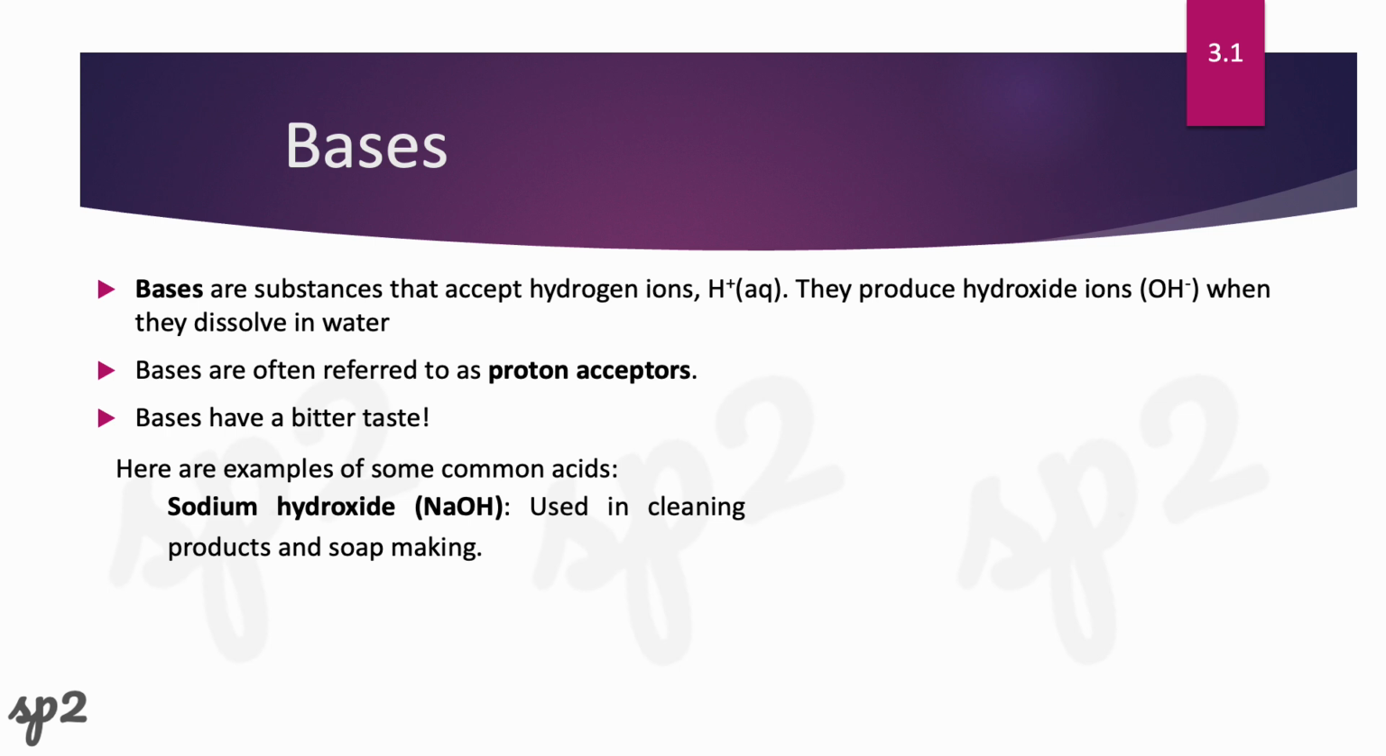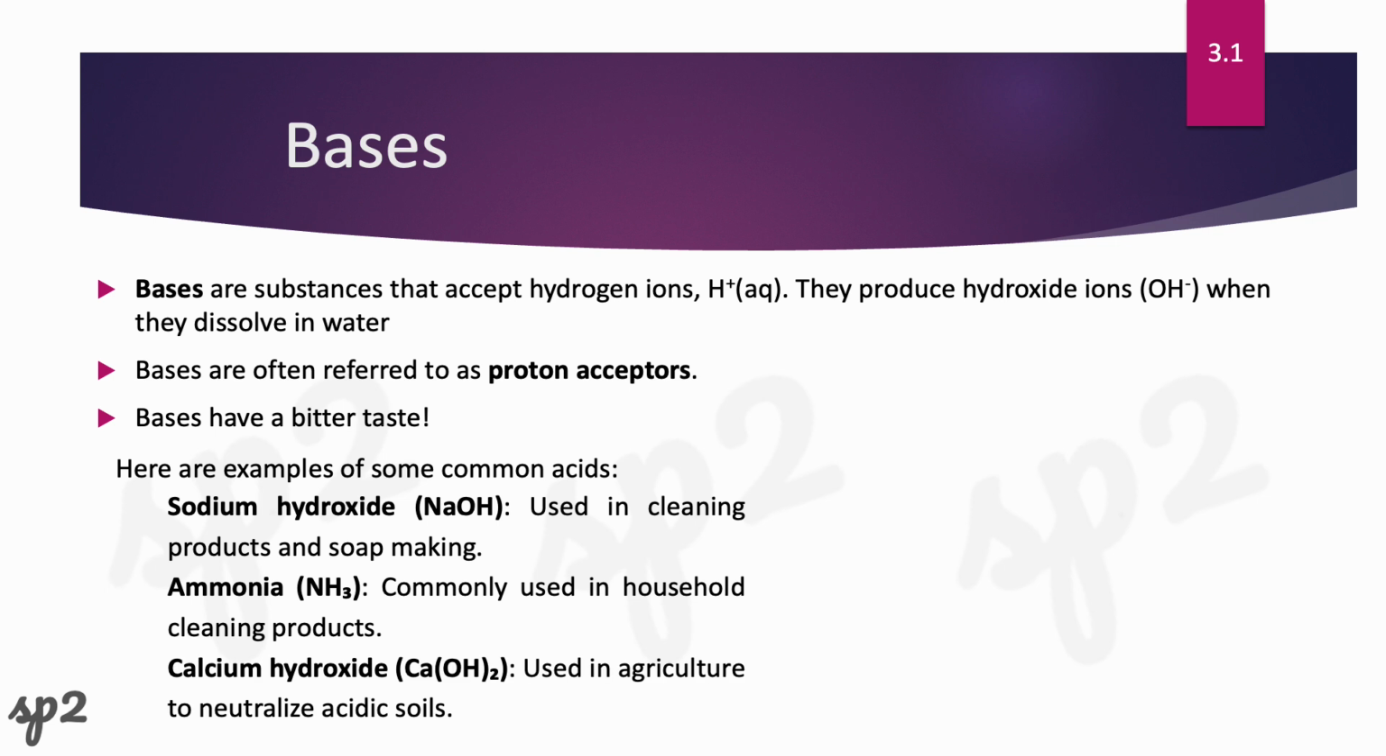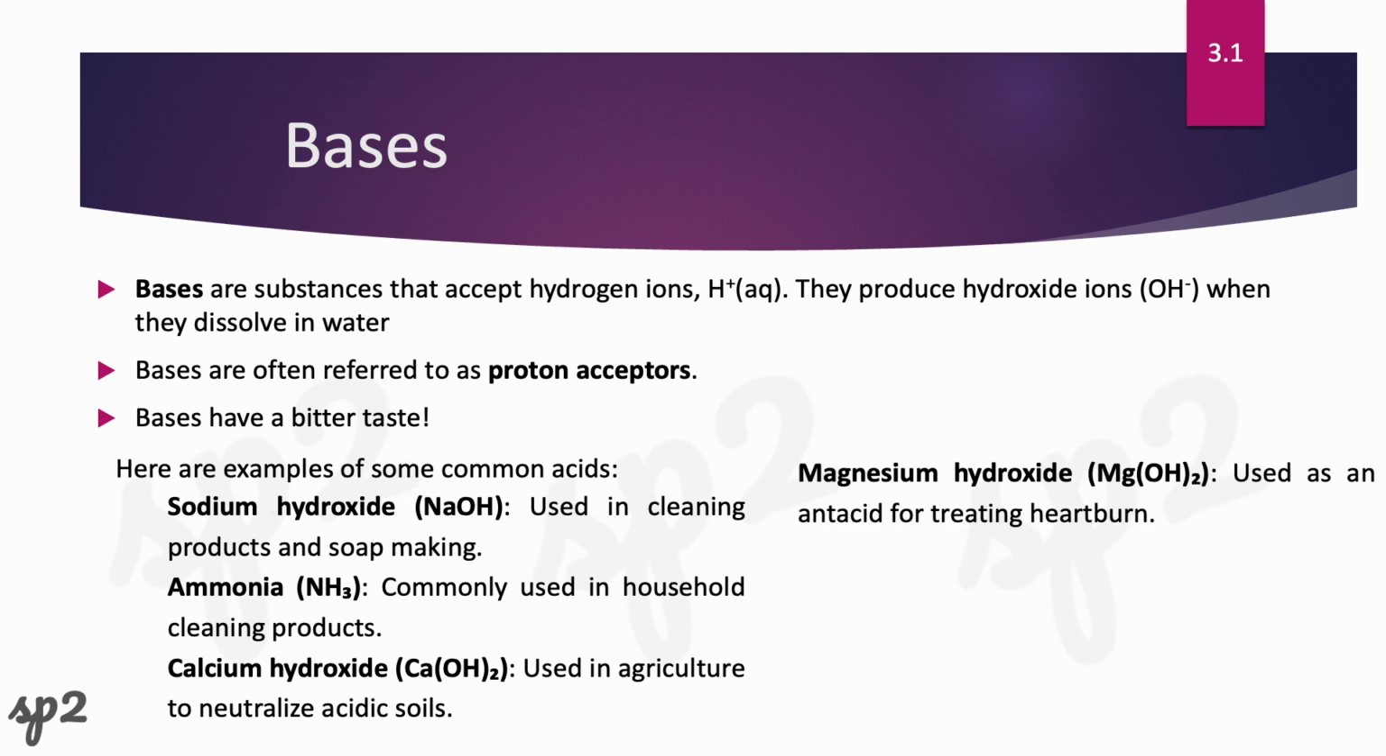So we have sodium hydroxide, commonly used in cleaning products and soap making. We have ammonia, commonly used in household cleansing and cleaning products. We have calcium hydroxide, which is commonly used in agriculture to neutralize acidic soils. Magnesium hydroxide, often used as an antacid for treatment of heartburn, or baking soda, right? That's the one that we use in our cooking and cleaning.